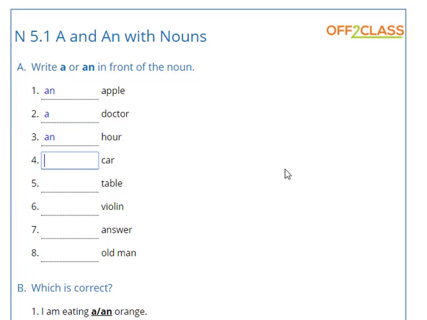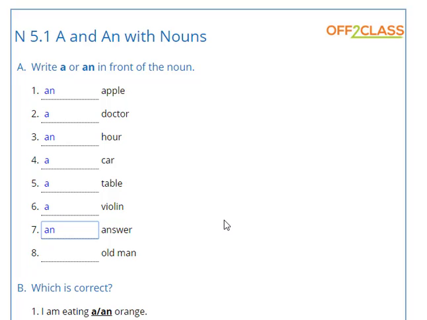So it's just a car or an car? A car. A table or an table? A table. A violin or an violin? A violin. Is it a answer or an answer? It is an answer. Can I have an answer? Can I have an answer today? When can I get an answer on this? Right? Do you have an answer?